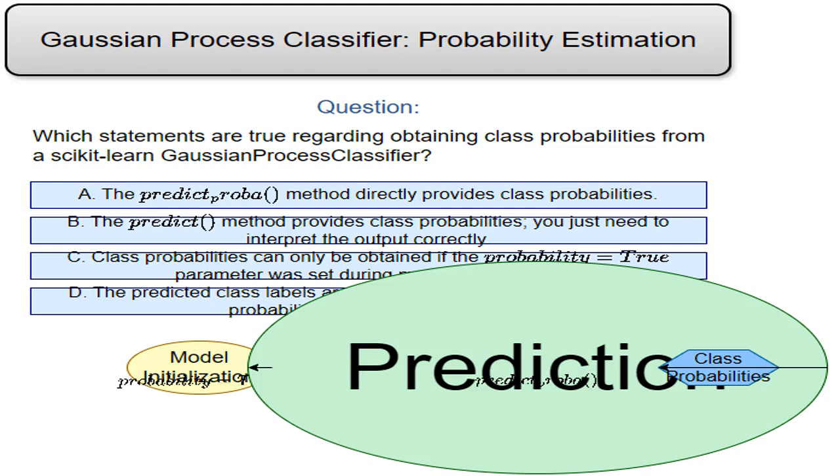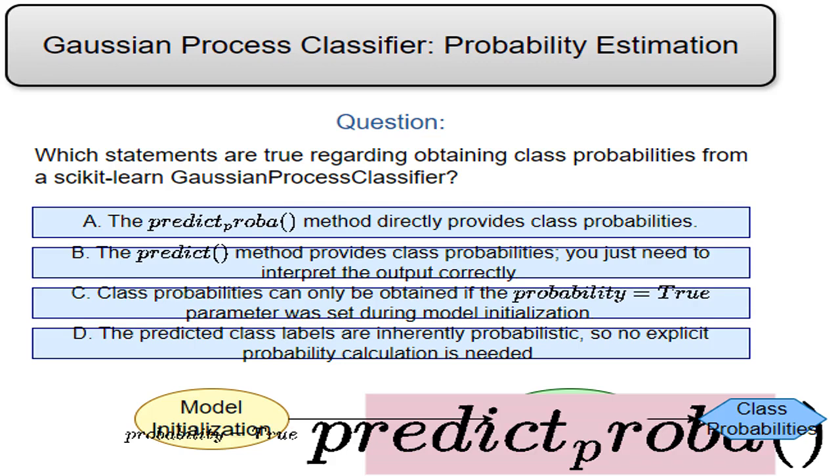After initializing the model, you want to predict probabilities or classes. This is where you apply your trained model to new data. This is the Sklearn function specifically designed to get the class probabilities. It's like asking your model, hey, what are the chances this new data point belongs to each class? It gives you an array of probabilities for each class.